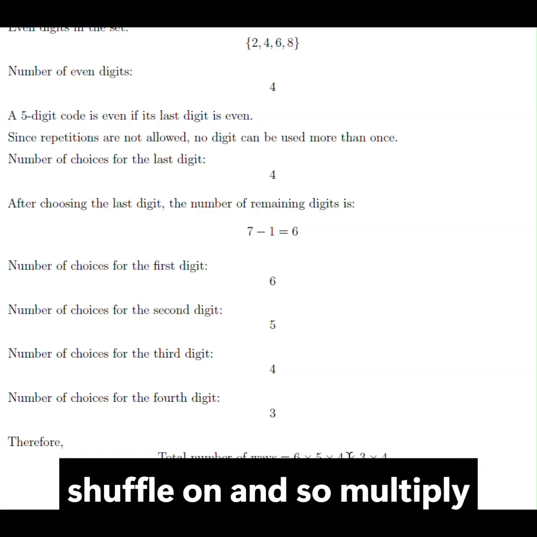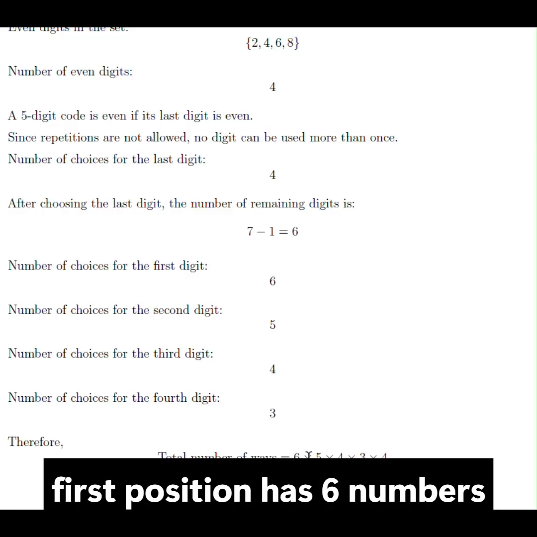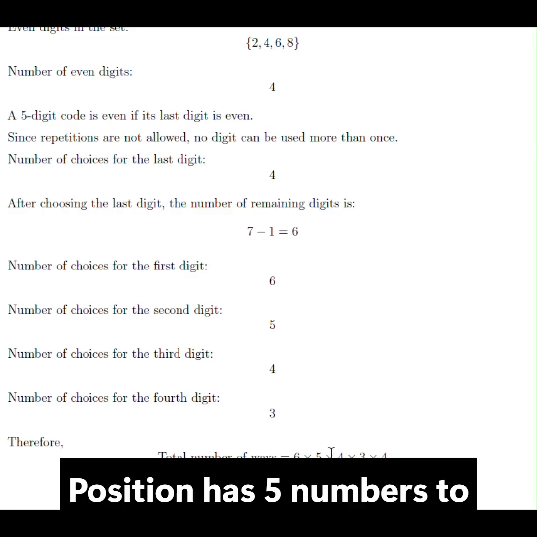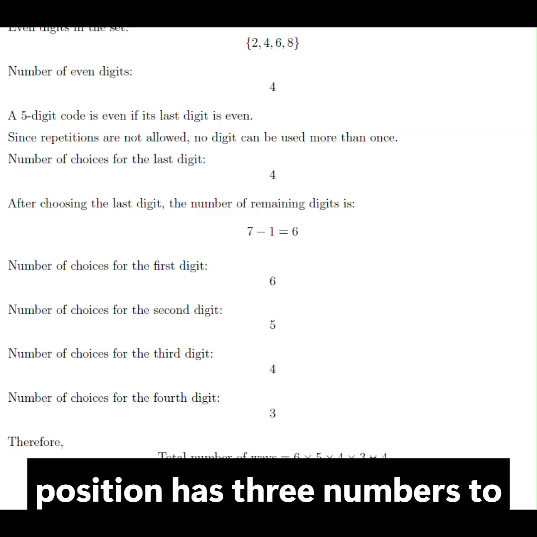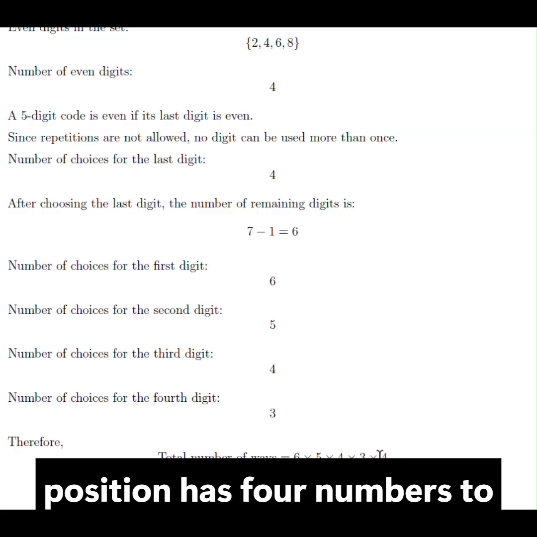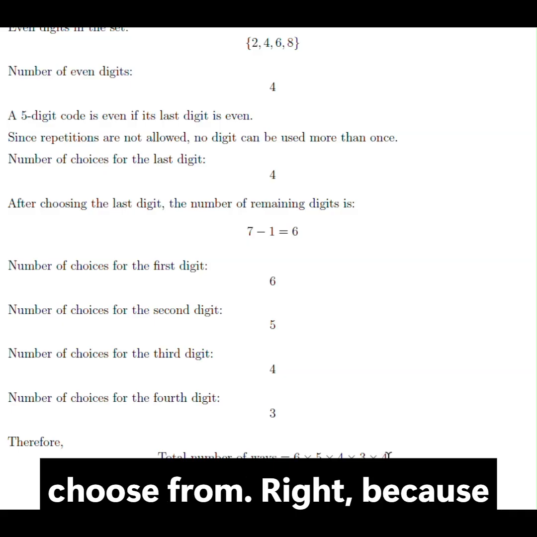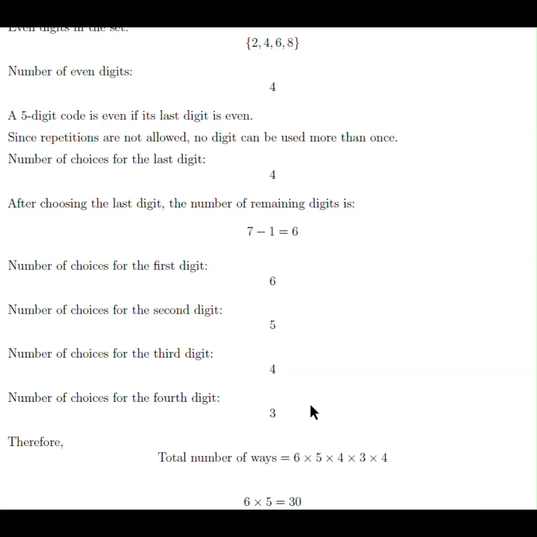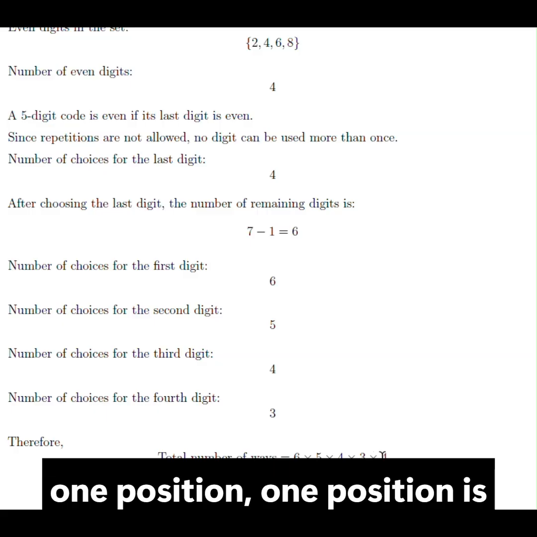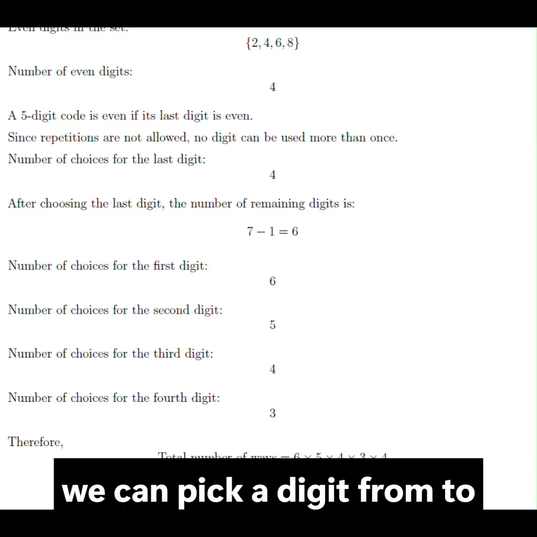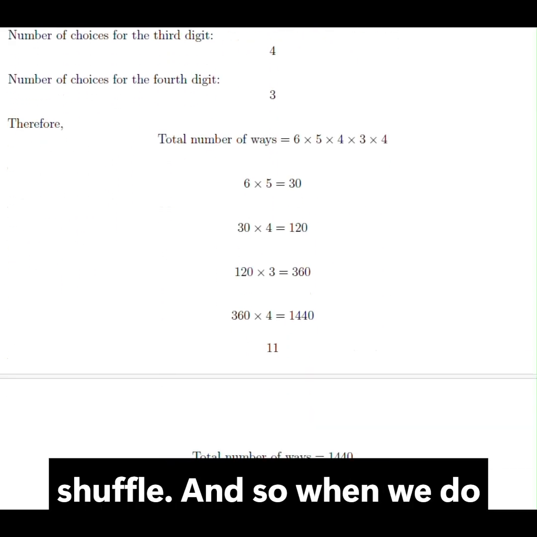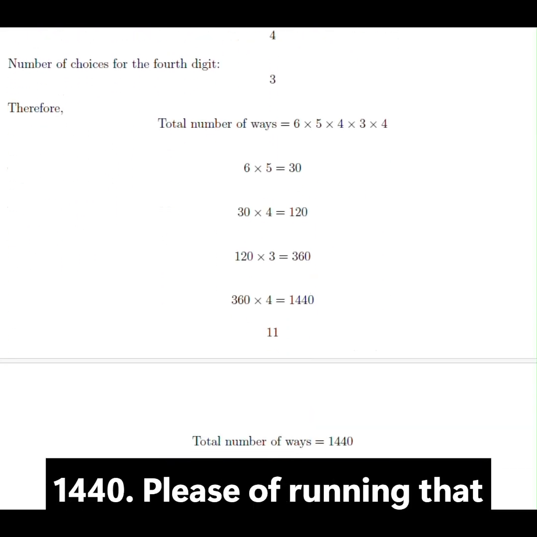And so we multiply each of those instances. The first position has 6 numbers to choose from. The second position has 5 numbers to choose from. The third position has 4 numbers to choose from. The fourth position has 3 numbers to choose from. And the last position has 4 numbers to choose from, right? Because there's no repetition. That's why whenever we pick one, a position is gone, we subtract it from the total number of choices that we can pick a digit from to shuffle. And so when we do this multiplication, we have 1,440 ways of running that shuffle.